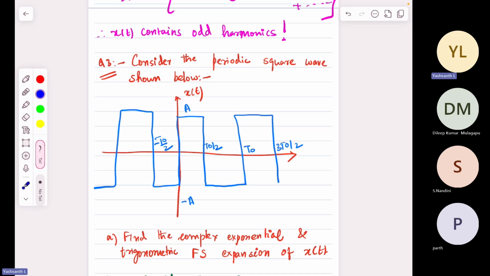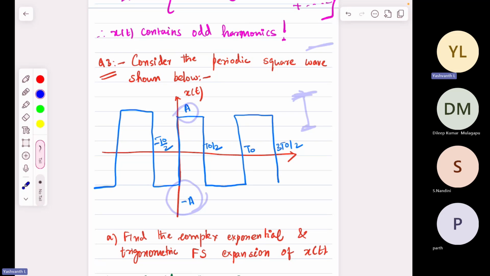So now we will consider another square wave. What is the difference in this third question from the first two questions? The only difference is that we had either 0 or a, but now we are allowing the 0 to go till minus a. In the first two questions it was either 0 or a, but now we are allowing this to go from minus a to plus a.